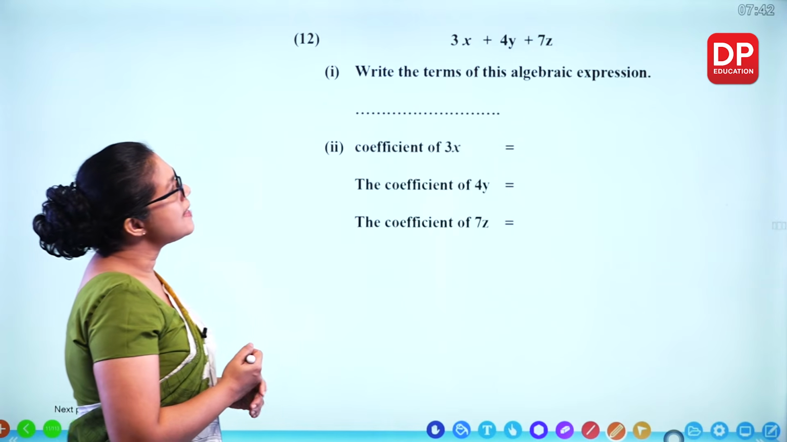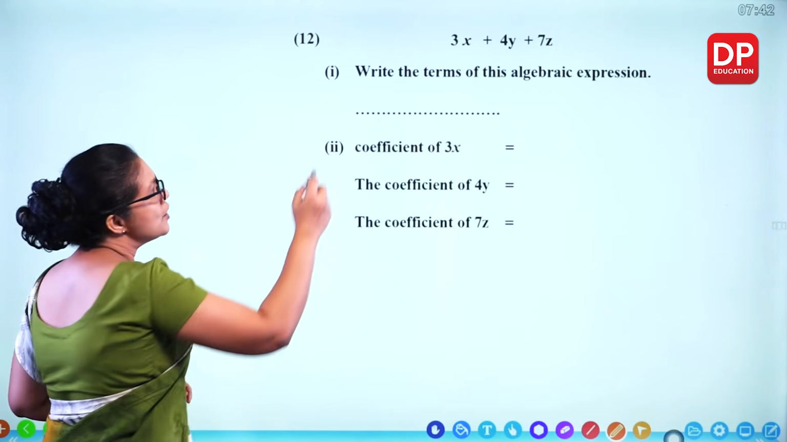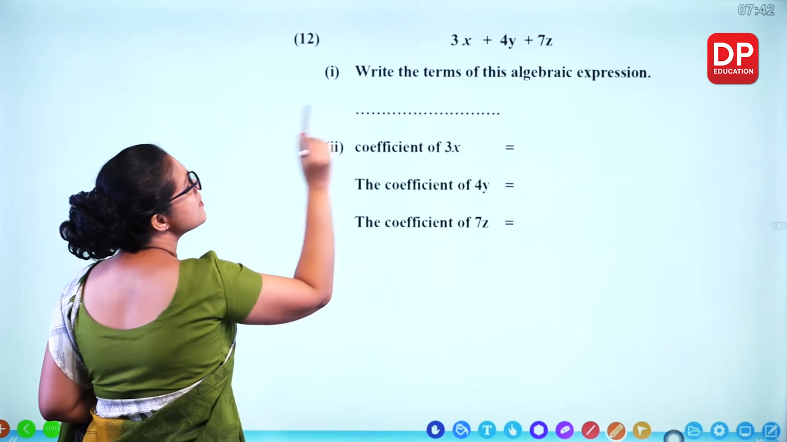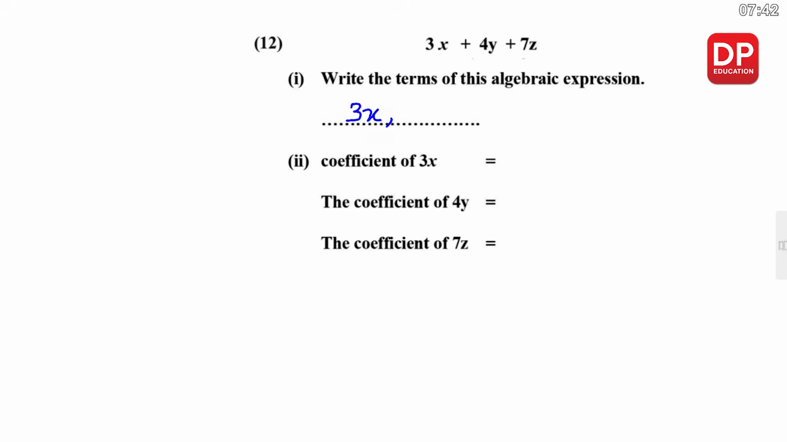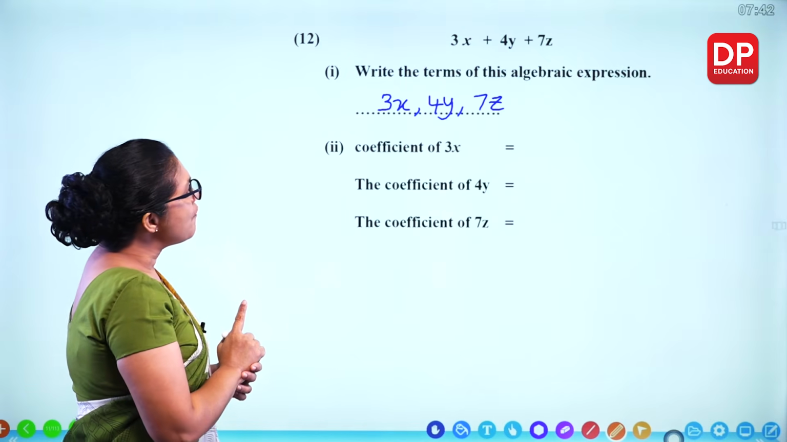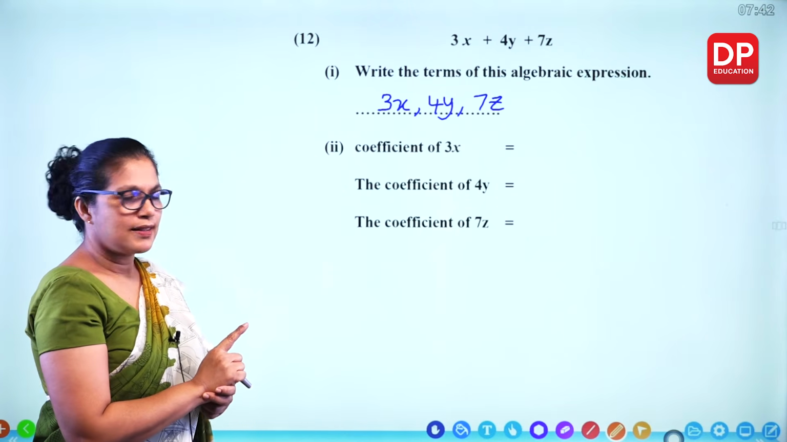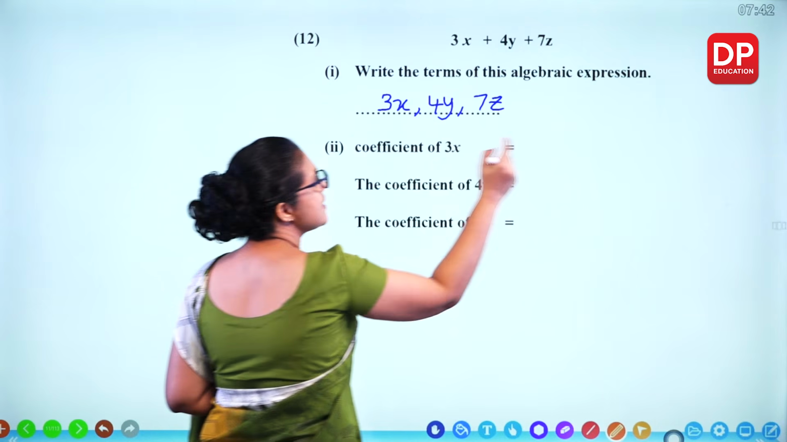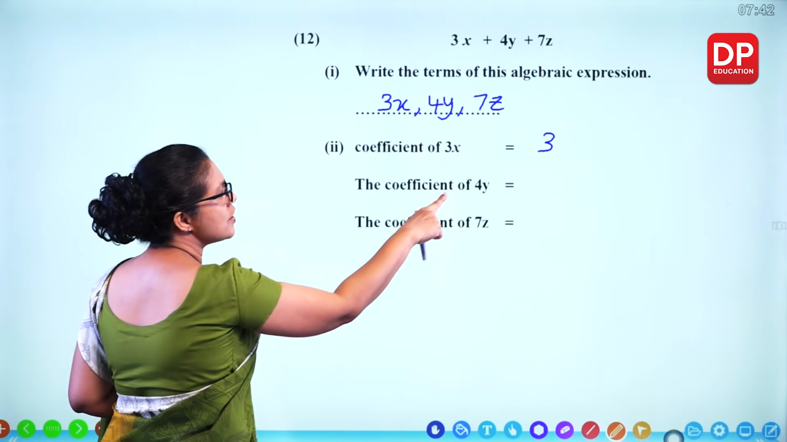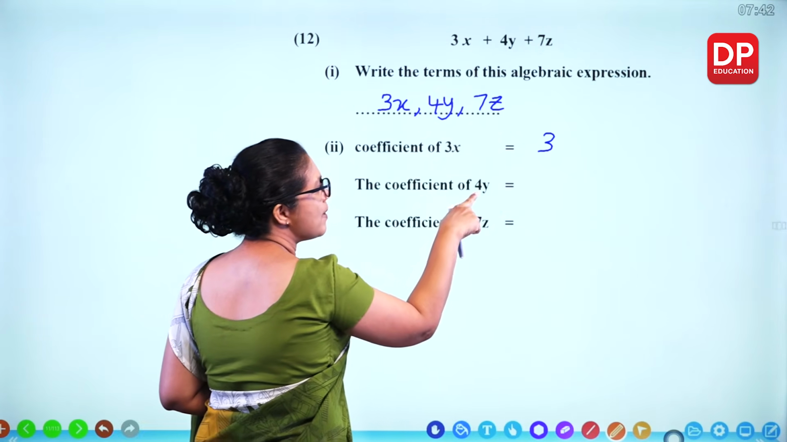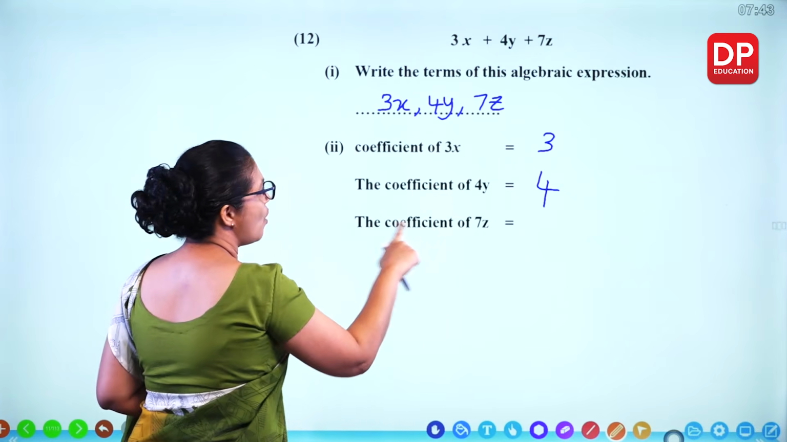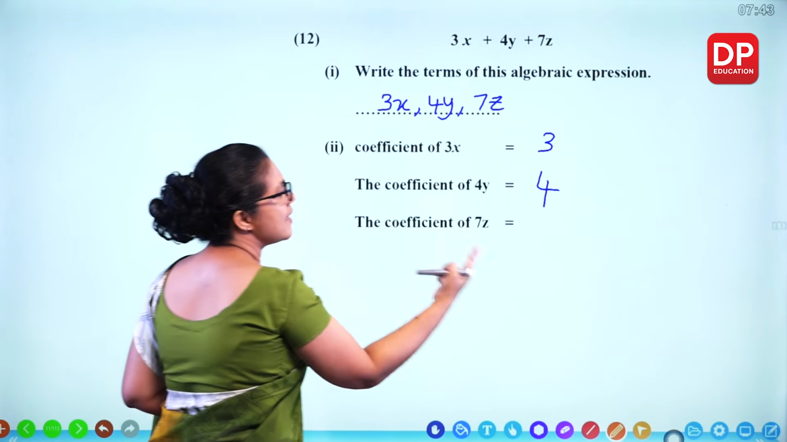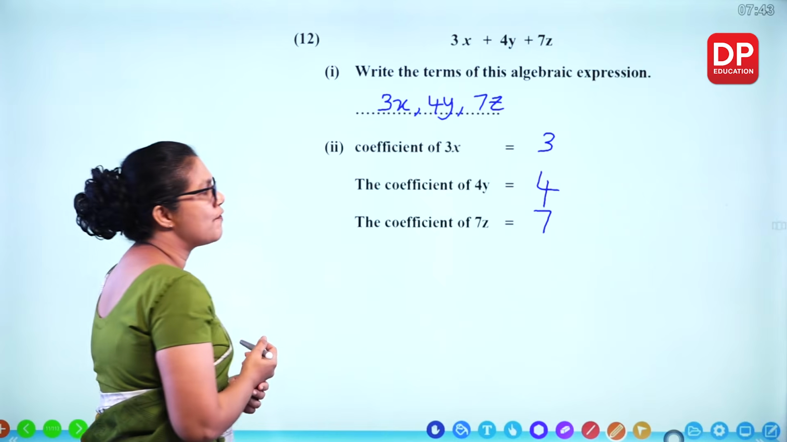Write the terms of this algebraic expression. So you have given an algebraic expression. What are the terms? 3x, 4y and 7z. Coefficient of 3x. We know what coefficient means, the number in front of the letter. That's 3. Coefficient of 4y, what's the number in front? That's 4. Coefficient of 7z, 7 is the coefficient there.